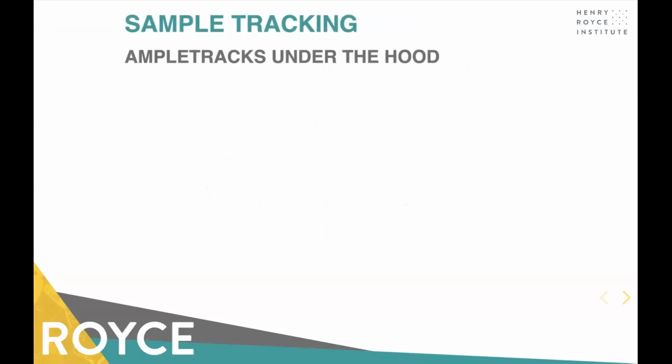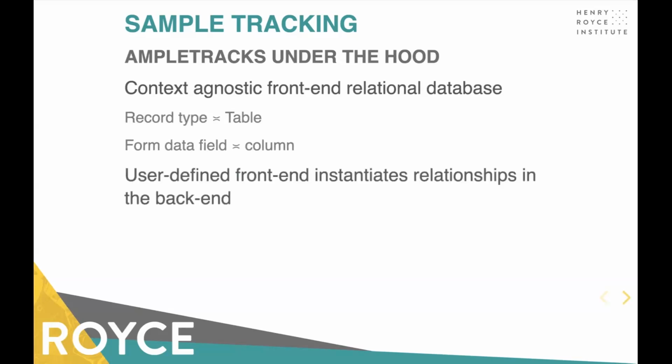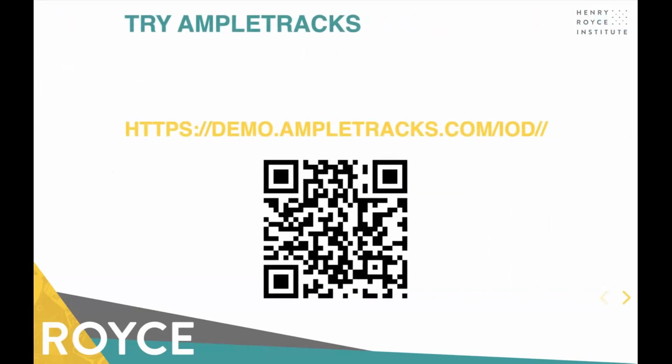Right. So under the hood, Ampletracks, I don't want to call it simple, but it is quite simple. It's a context-agnostic front end to a relational database. A record type is equivalent to a table on the SQL backend. A form data field is equivalent to a column. And the user-defined front end instantiates relationships on the backend.